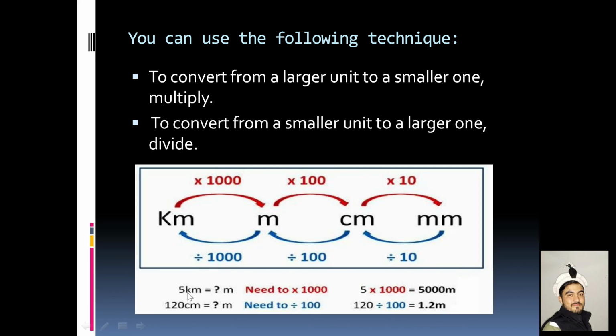Now if we are talking about the conversion, let us say we have 5 kilometer, so it is equal to how many meters? Since kilometer is the larger unit and meter is the smaller unit, to convert from a larger unit to a smaller one, we should multiply, and according to this figure we need to multiply with 1000. So 5 multiplied by 1000 is 5000 meter. Similarly for 120 centimeter to meter, centimeter is smaller than meter, so to convert from a smaller unit to a larger one, we should divide, and here I have indicated to divide by 100. So 120 divided by 100 is equal to 1.2 meter. So you have to use these two techniques. This is the easiest trick to convert a larger unit into a smaller one, or a smaller unit into a larger one.